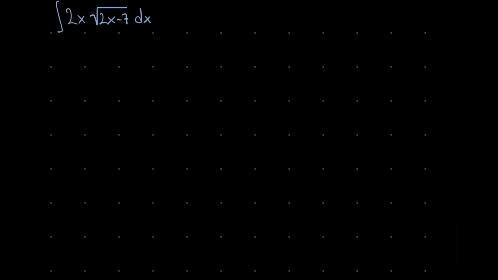But first, let's find our u value. We have u is equal to, well, in this case, we're looking for the composite function part of this, and here we have the square root of 2x minus 7. So the interior part of that, 2x minus 7, will be our presumed u value. Taking the derivative of both sides, we get du is equal to 2 dx. Rearranging, we get that dx is equal to du over 2.